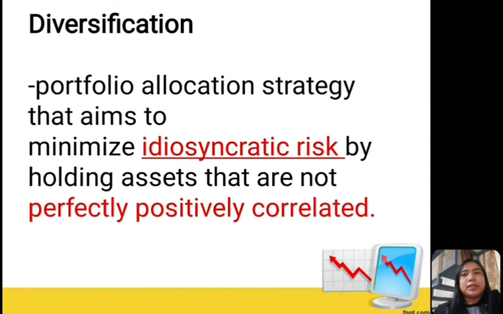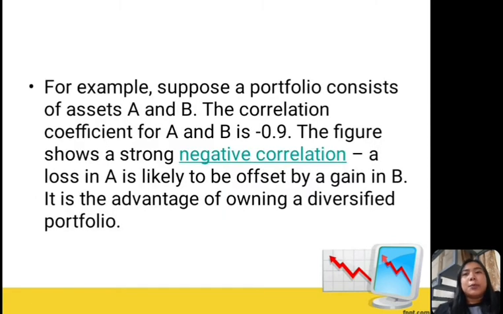For example, suppose a portfolio consists of assets A and B. The correlation coefficient for A and B is -0.9. The figure shows a strong negative correlation. A loss in A is likely to be offset by a gain in B. It is the advantage of owning a diversified portfolio.